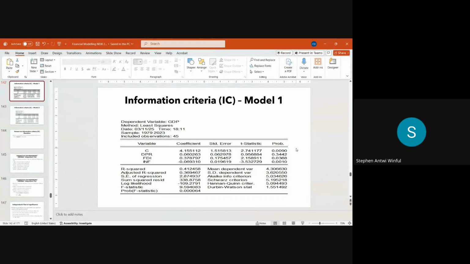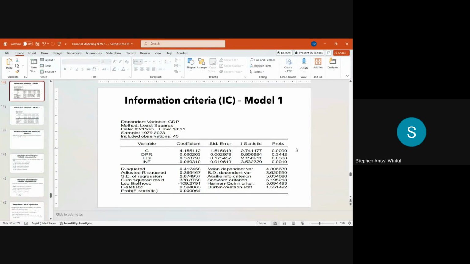My lady, are you following? Yes, sir. So you compare the P to your level of significance, and normally it is taken as 5% or 0.05. So if the value is less than 0.05, then that variable is significant. Look at the first one. The C is 0.00, less than 0.05. The DPR is 0.3444, more than 0.05. So it is what? Insignificant. Are you following?